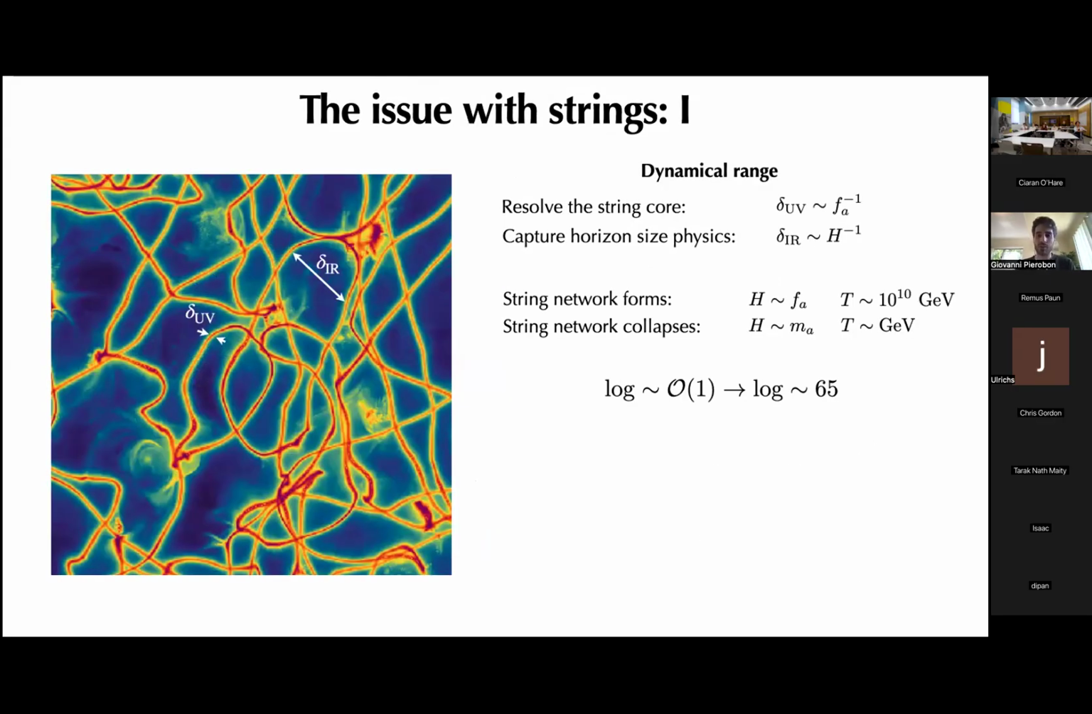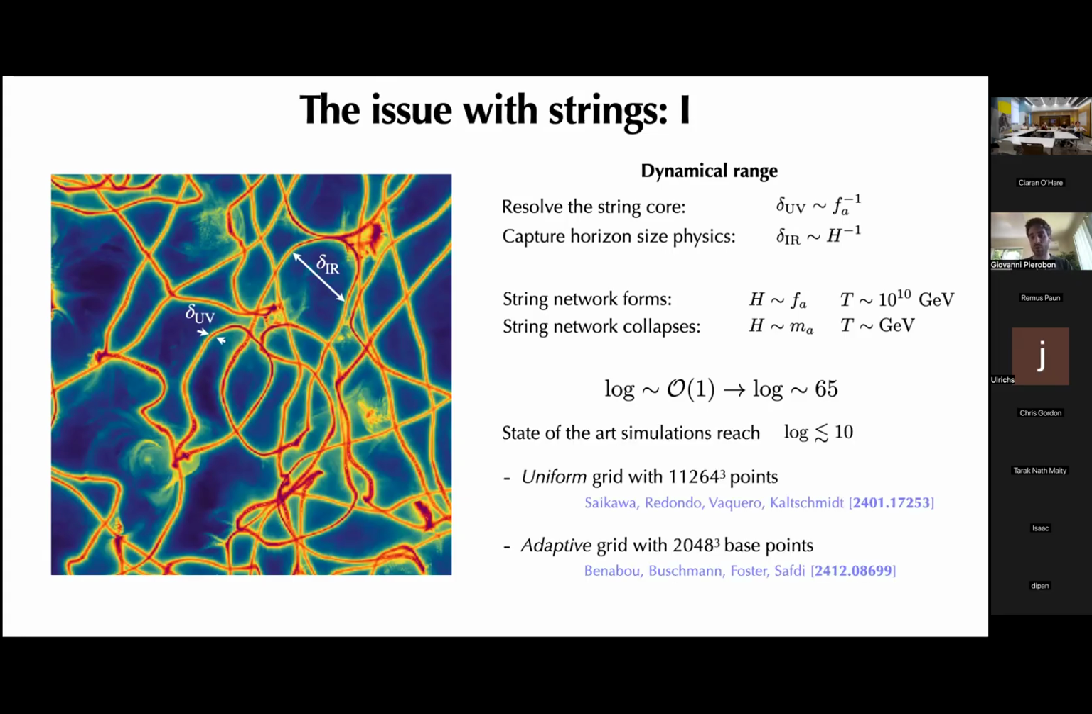And this is actually one of the issues, right? Because we have a multi-scale problem. We want to be able to resolve with our simulations the core of the strings with a few grid sites, but we also want to resolve the dynamical scale of Hubble. So we want to be able to, as the universe expands, simulate more and more. So we put some numbers in, and from when the string network forms, when the Hubble scale is typically close to FA, to when it collapses, the log increases from order 1 to about 65. So this is very challenging because with simulations, we can only reach about log equal 10.